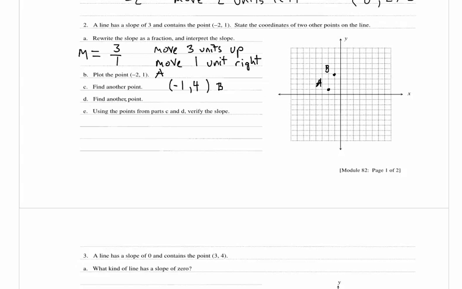And in D, they want us to find another point. So again, I'm going to add 3 units to my y value. So 4 plus 3 is 7. And I'm going to add 1 unit to my x value. So I have -1 plus 1 is 0. So the point 0, 7, we're going to call point C. And I'm going to go 7 units up from the origin.